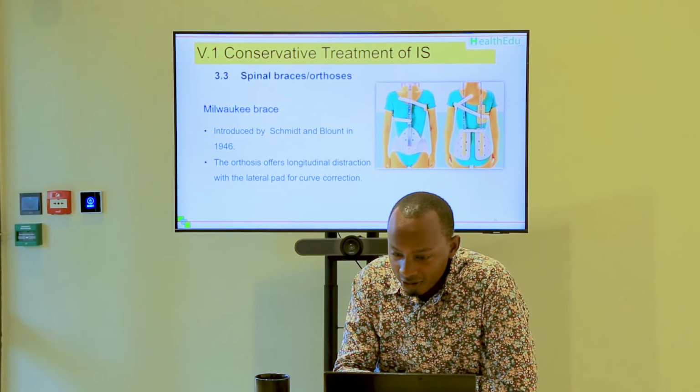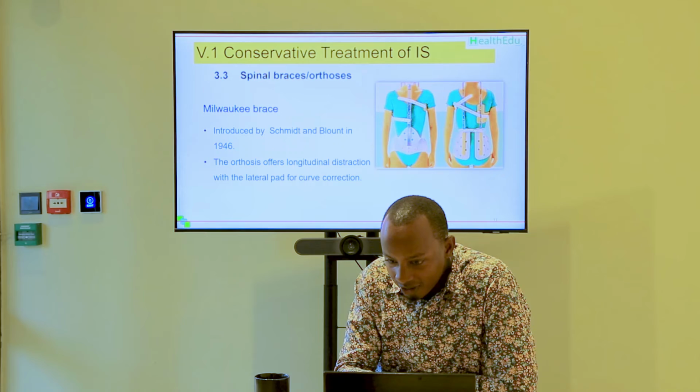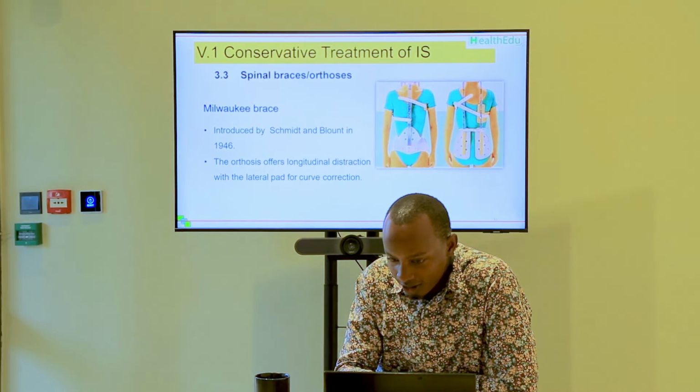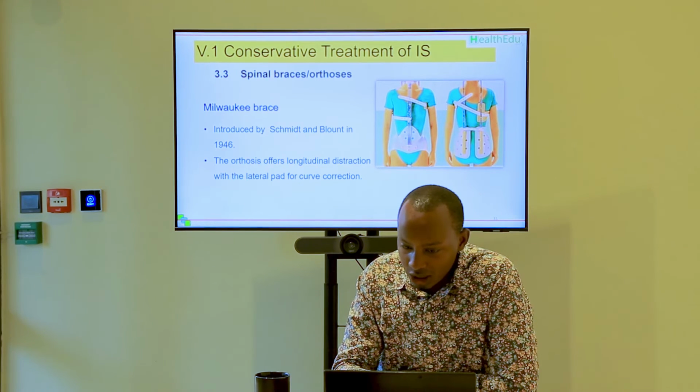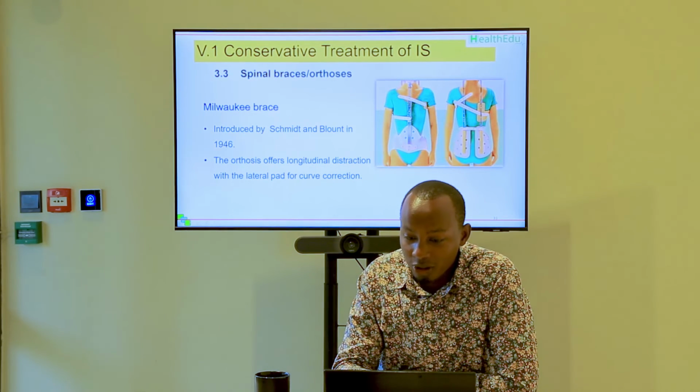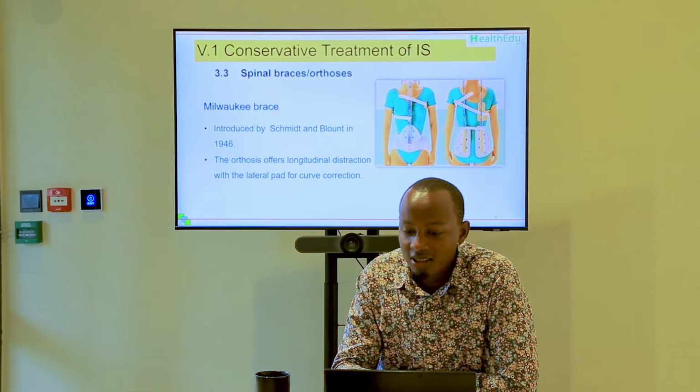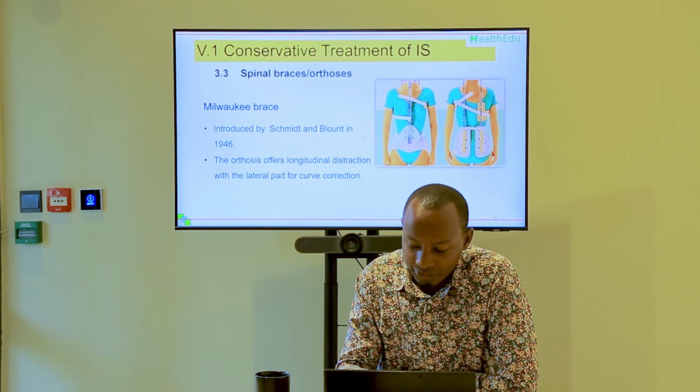So if you see this curve correction pad, it means the patient has a convex side on this side. So it's correcting. And it looks uncosmetic and bulky to the patient because of these metals which extend up to the cervical area.